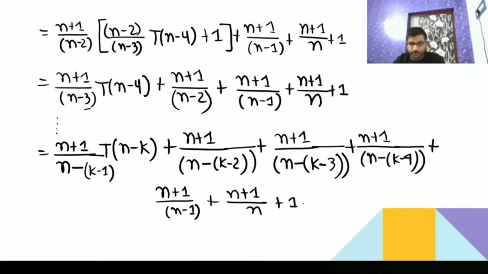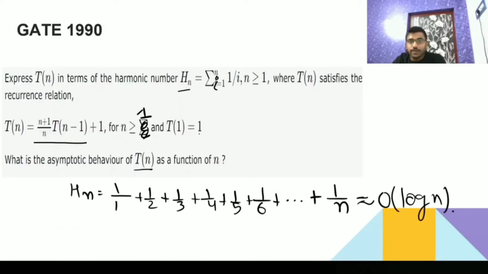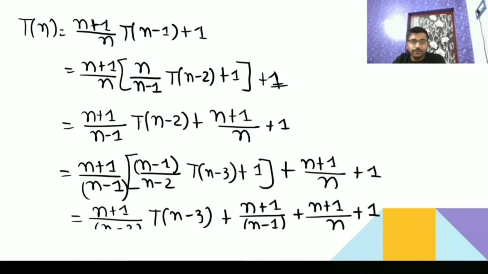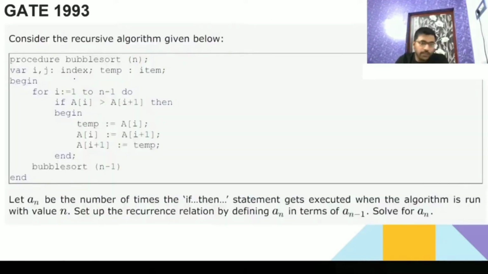Clear? Fine. Now see, I need to make this as 1, because our equation is saying that t of 1 is equal to 1, so I have to make this as 1. So now I will make n minus k equal to 1. So what I can substitute in place of k, that it will become 1. To make this equation as 1, I have to equate this n minus k equal to 1.